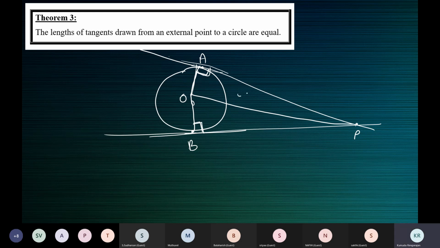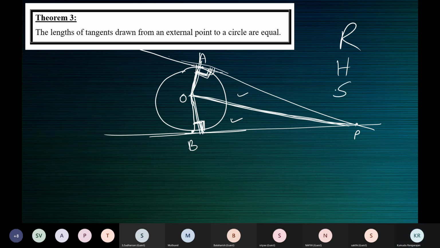So when you take up these two triangles, this angle is equal to this angle, 90 degrees. OP is the common hypotenuse. Why is it the hypotenuse? Because this is 90 and this is 90. So this will be the common hypotenuse, opposite to the right angle. Common hypotenuse and some other side, any other side. OA is equal to OB, radius.